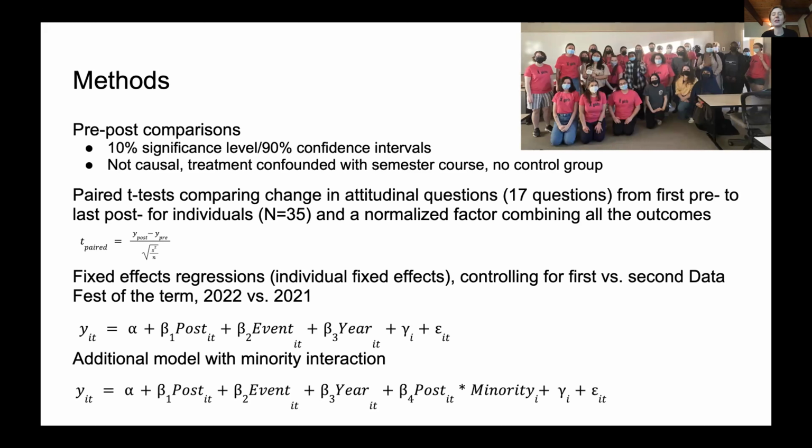And then in our fixed effects regressions, we have individual fixed effects, so controlling for that individual level. And we also control for the first versus second DataFest in the semester, 2022 versus 2021. And we're really interested in the pre versus post difference. So that coefficient, that beta 1 on our post, is what we're really interested in. And we have an additional model with a minority interaction where we're looking at whether, pre to post, there are any differential effects for minority identifying students. So you'll see those as well.